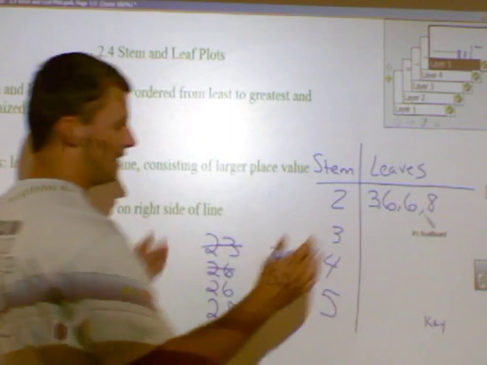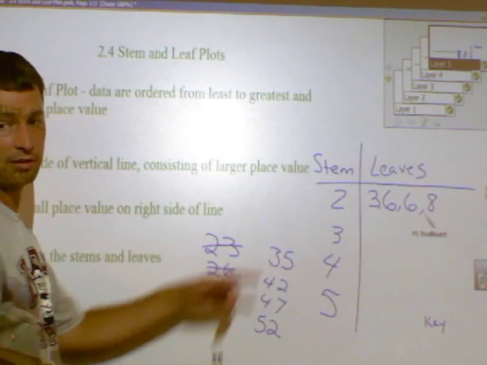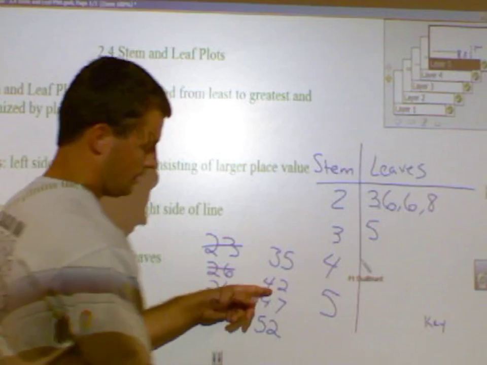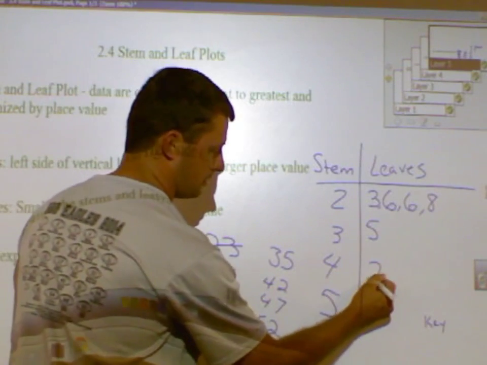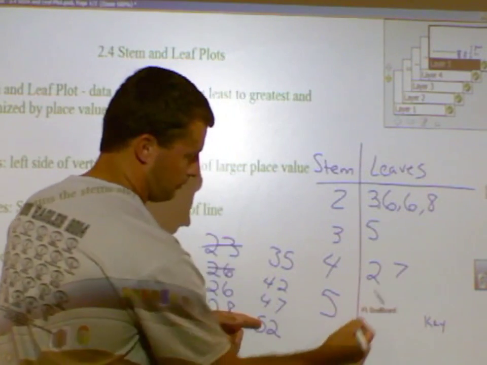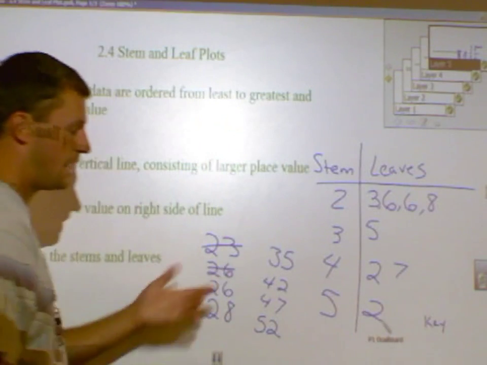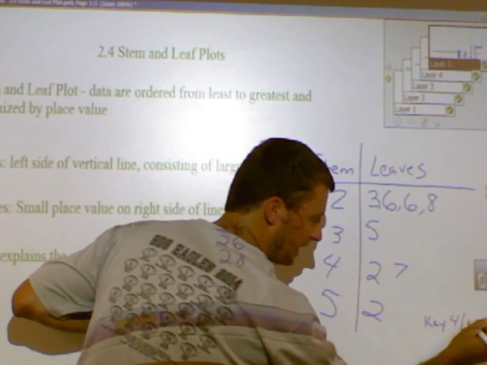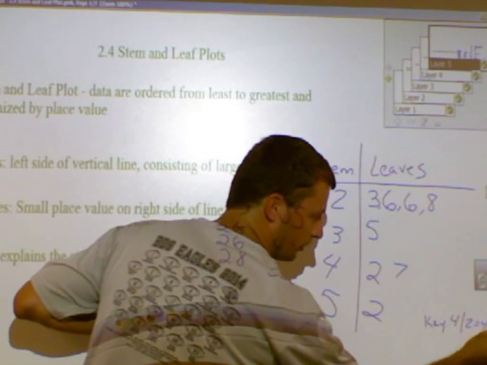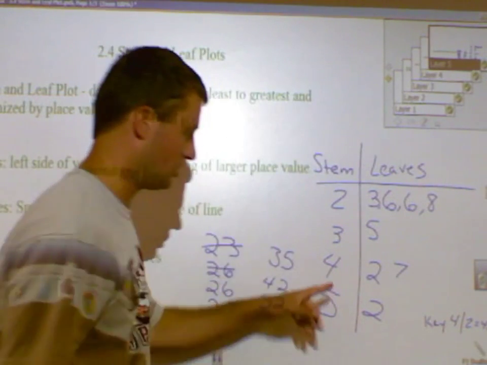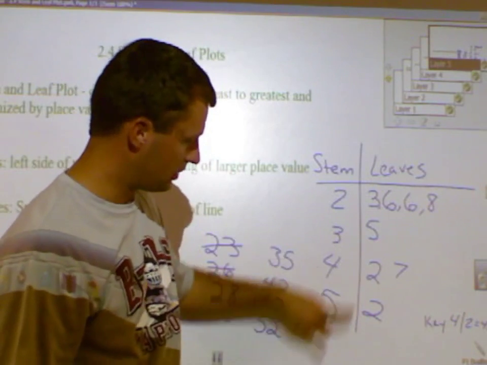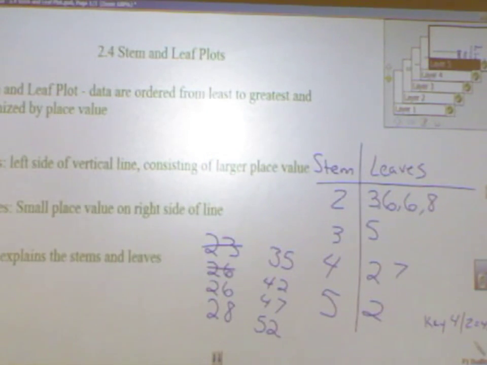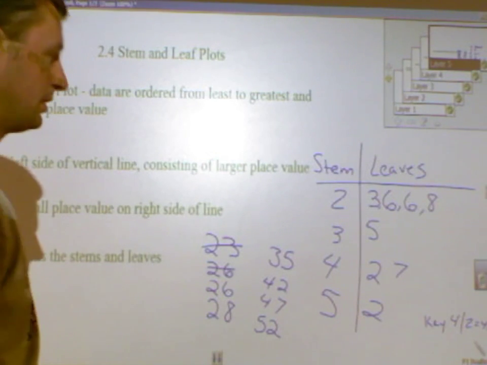Now once I'm done with that, I move to my 3s. My 3 stands for 30. So I have 35, I've got 42 and 47, and 52. Now one of these I'm going to pick out as being my key, and so my key is going to say, well, I have 4 | 2, and that equals 42. That's showing me that 4, vertical line, 2 is equal to 42. And that helps me realize what numbers I'm using. So if you're using the hundreds, it would help you pick that apart.